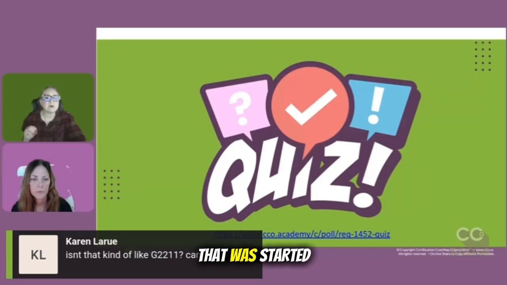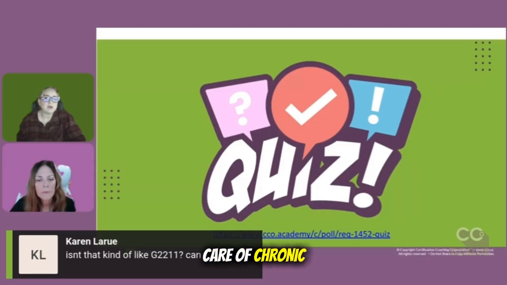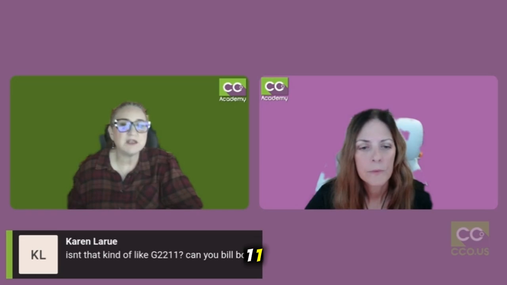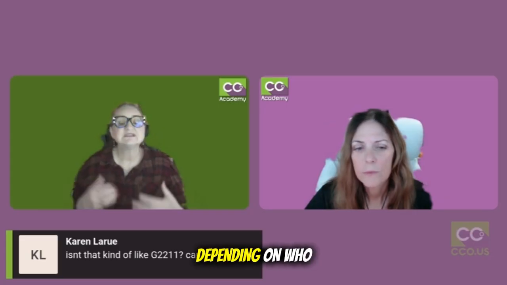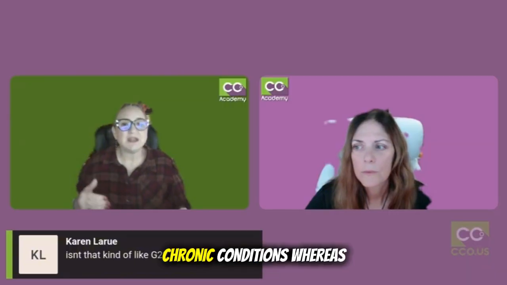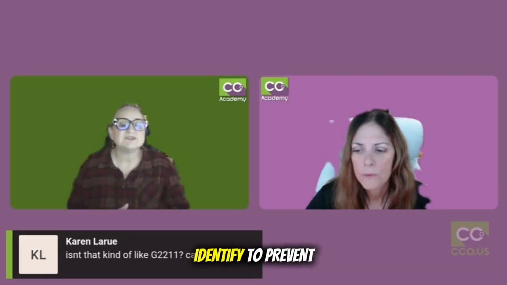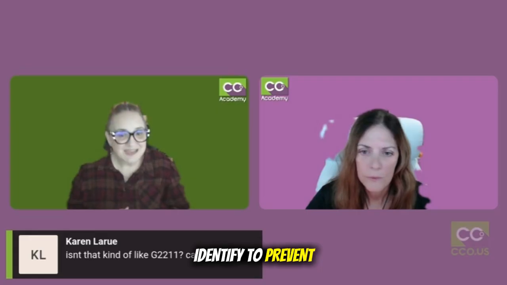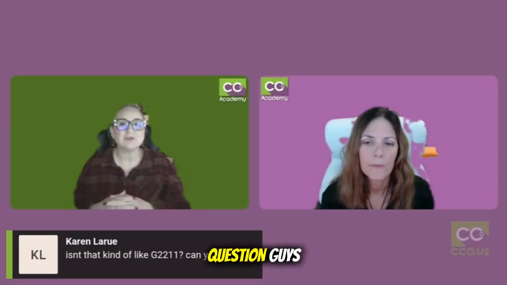That was started last year because CMS decided that clinicians were honestly not getting reimbursed enough for the ongoing care of chronic conditions. So the G2211 gives them about $15 to $30 more every time the patient comes in, depending on who the payer is. So it's an ongoing relationship for identified chronic conditions, whereas this new G code is to identify, to prevent a diagnosis. So two separate things. That's really good. A really good question, guys.